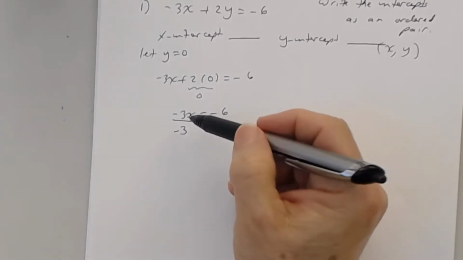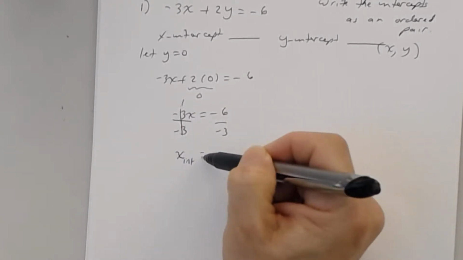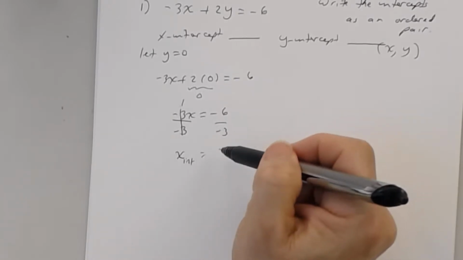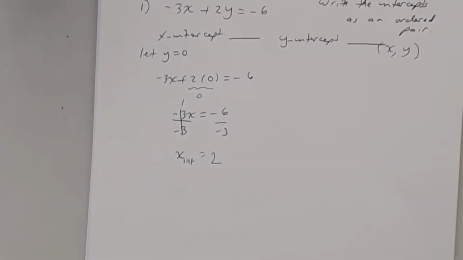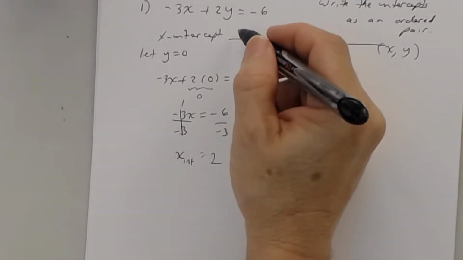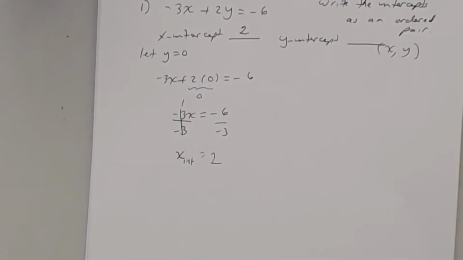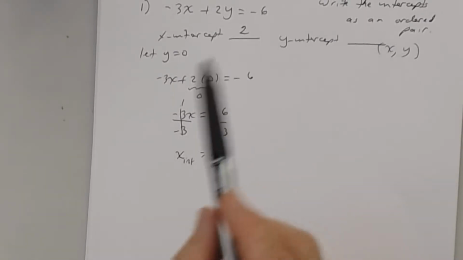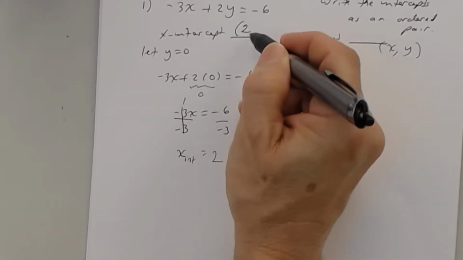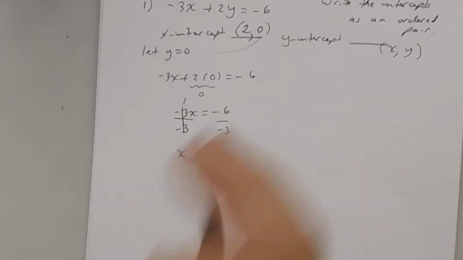Negative 3 divided by negative 3 is 1. 1 times x is x. So what is the x-intercept? 2. A negative divided by negative is a positive. 6 divided by 3 is 2. So my x-intercept is 2. Now remember, many of you are not going to remember all the directions very well, so you're going to put a 2 here, but that's not what I wanted. It is true that the x-intercept is 2, but the direction said to write it as an ordered pair. So you got to say parentheses 2 comma what? 0, because that's what y is. So make sure you put 0 in for y.